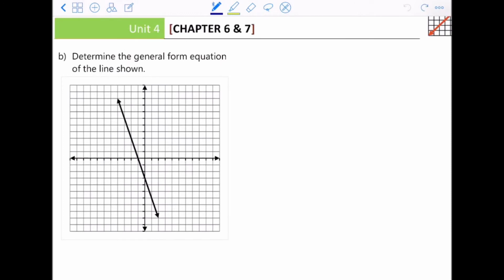That's it. Moving on to example 2, part B. Determine the general form equation of the line shown. We're looking for the general equation, which is ax plus by plus c equals 0 form. We cannot go straight to general form from the graph. It's quite difficult. So we first set up y equals mx plus b, and then rewrite it into the general form.